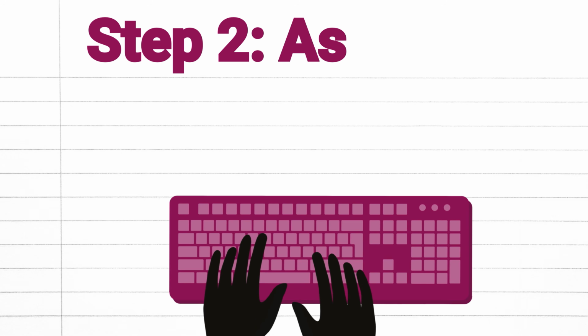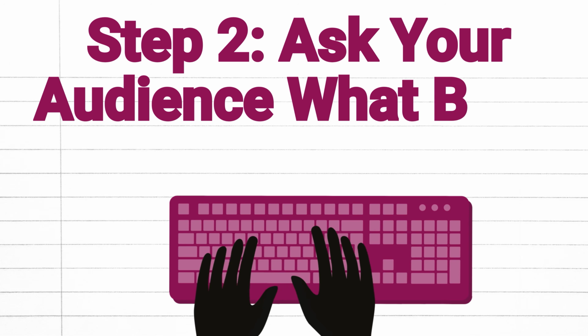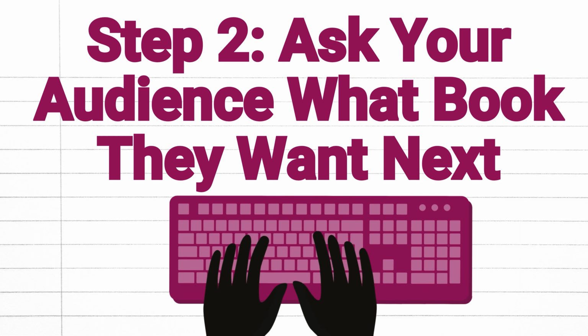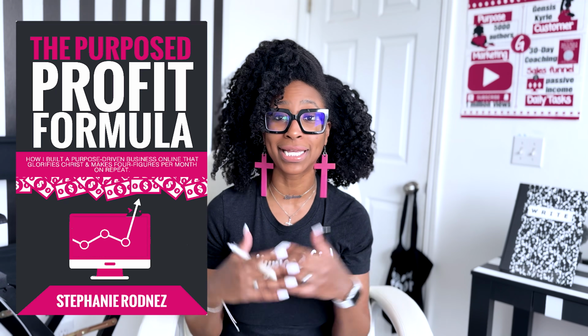Here's step number 2. You are going to ask your email list of book readers what book they want next and let them vote for it. So you are only going to write the children's book that your audience currently asked for. I call this the purpose profit formula. If you're on my email list, you have seen me do this 1,000 times.